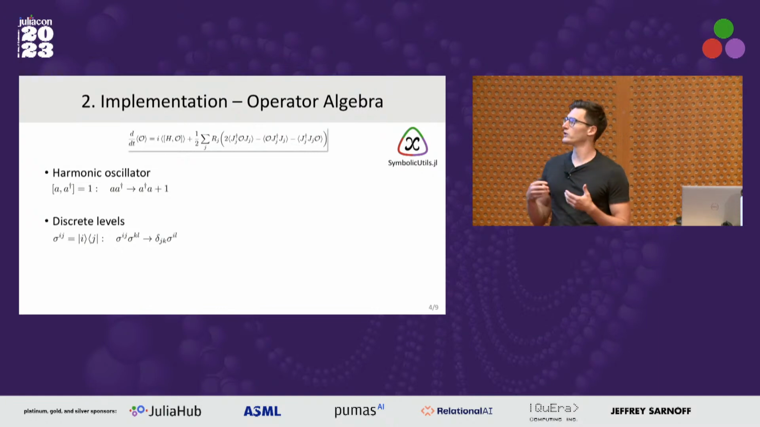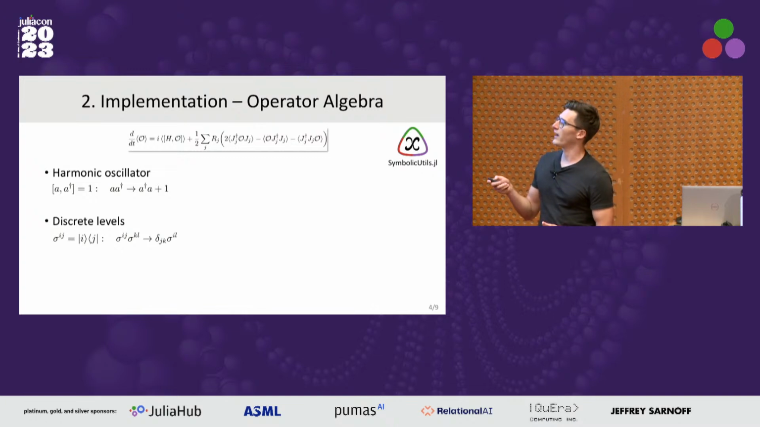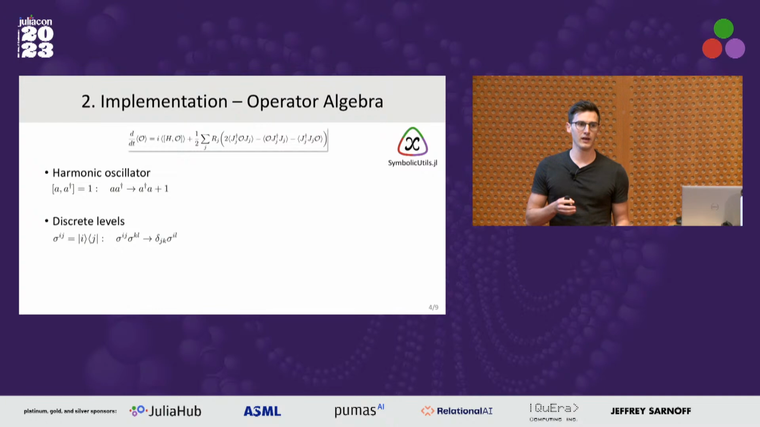And what we do to this end is write a rewriting rule that whenever we find the expression a times a dagger, we just replace it by a dagger a plus 1, which corresponds to this rewriting rule. People also call this normal ordering for bosonic operators.